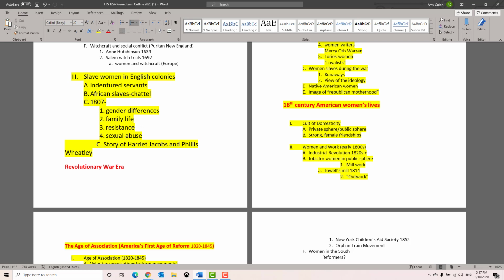The male and female slave experiences, I wouldn't say female slaves had it better or worse than men. It was just different.